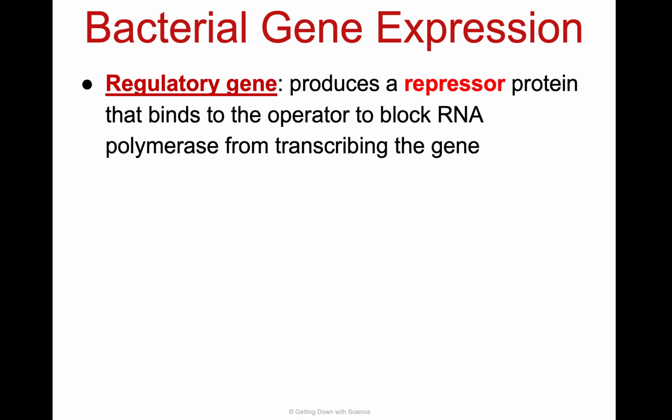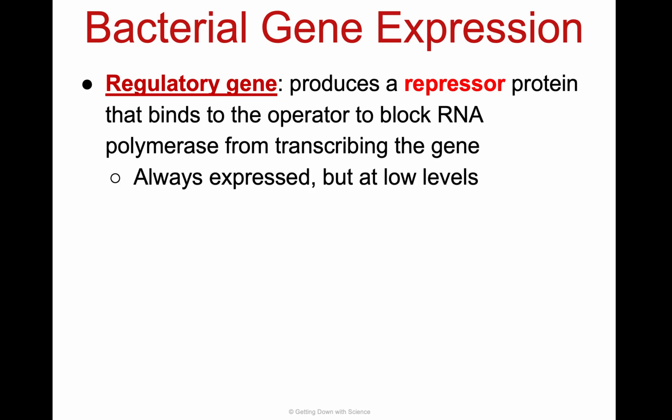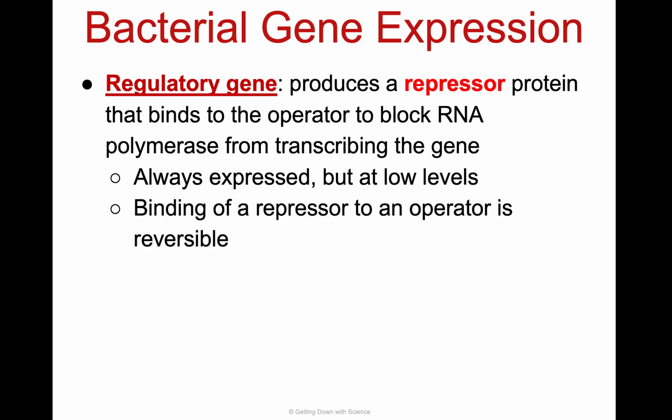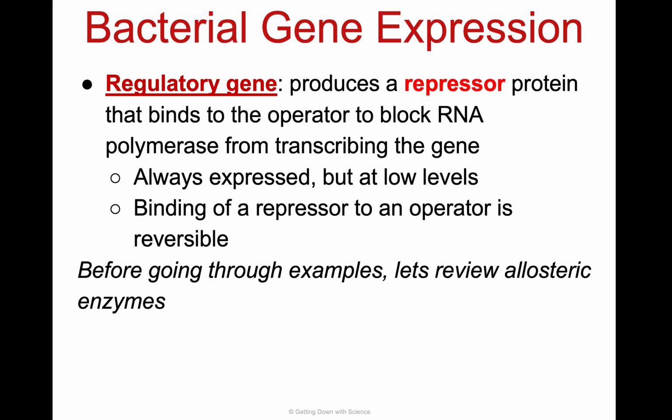The genes need a regulatory sequence. The regulatory genes produce a repressor protein that binds to the operator to block RNA polymerase from transcribing that gene. So it's always expressed at low levels, but the binding of a repressor to an operator is reversible. We're going to go through some examples, but it's essentially a gene that produces the protein that causes something to get shut off.